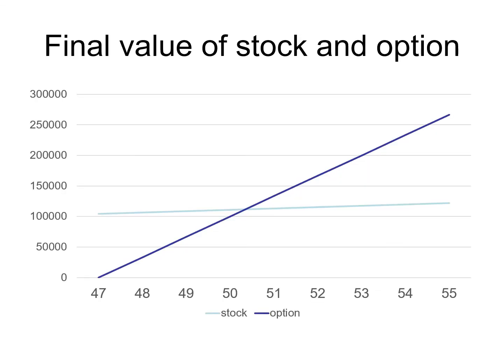Here is the graph of the final value of stock and option. You can see here that the slope of the stock is quite gentle, quite small. The slope of option wealth is quite steep, from 0 to over 200,000, and very, very steep when the share price only moves a little bit.